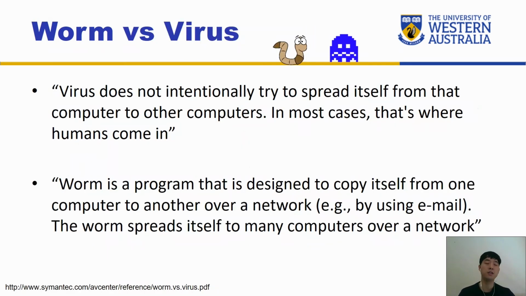Okay, so as briefly mentioned before, worms and viruses are two different things. Viruses do not intentionally try to spread themselves from their computer to other computers, and that's where humans come in and spread. Whereas worms are designed to copy themselves from one computer to another over a network. And that's what the worms are more worried about. But because they have the tendency of spreading around, people attach some other stuff on top of the worm. So worms can carry viruses as well.